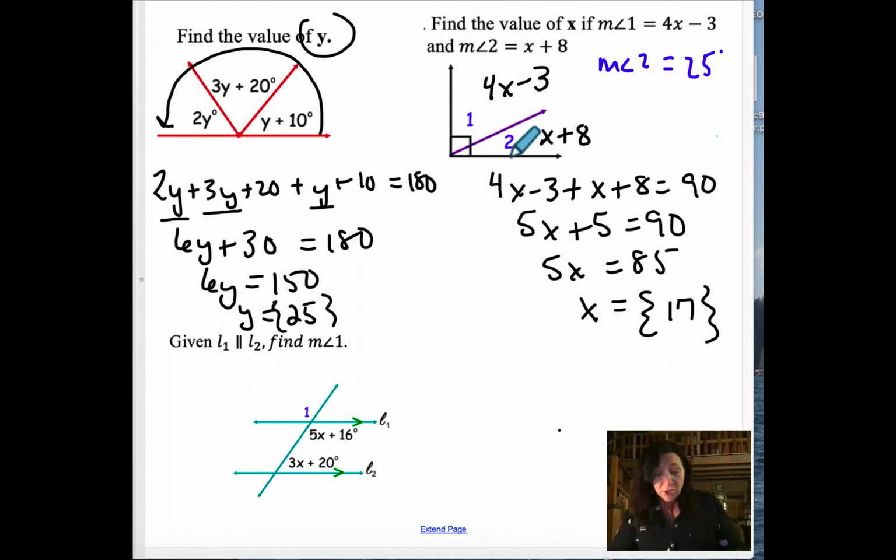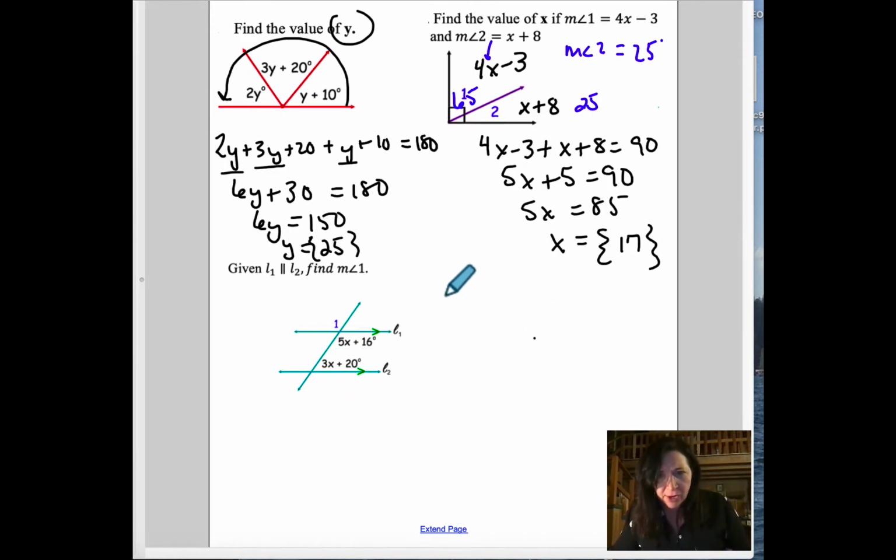Now, if I know that these are already complementary, and I know that that angle is 25 degrees, all I would have to do is go 90 minus 25, and that would be 65. So I already know what the other angle is. But I could plug 17 into x right here. 4 times 17 minus 3 is also going to give you 65.